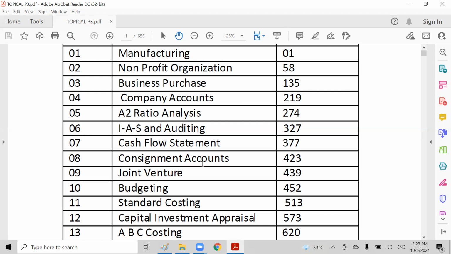I'm talking about only company accounts, which includes revaluation reserve, share premium, ordinary share capital, retained earnings, general reserves, and how the rights shares are issued, how the bonus shares are issued, how the statement of changes in equity is prepared, and how the income statement and balance sheet of a company are prepared. So do you have an idea about that, or you don't? Otherwise, I will start it later on.